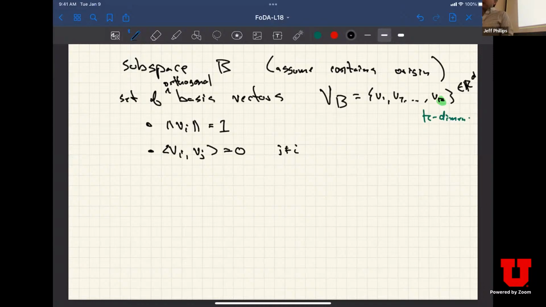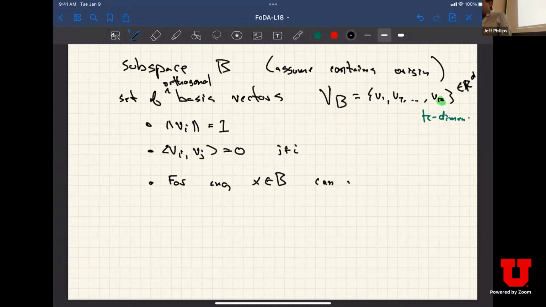Okay, and the cool thing is that for now I have that for any x which is in this basis, this x is an element of R^d, right? I can write x is equal to the sum from j equals 1 to k of some alpha_j times v_j. Okay, if x is in this basis, right?